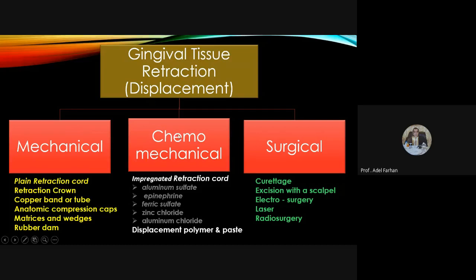Also, we have chemomechanical. Here we have a mechanical action and a chemical action, a combination of mechanical action and the effect of some chemical material. Later on we will discuss it, such as aluminum sulfate, epinephrine, ferric sulfate, and zinc oxide. Most of these materials are vasoconstrictors, which produce vasoconstriction at the area of retraction. Or surgical, which is a radical technique. We have curettage, excision, electrosurgery, laser, and radiosurgery.